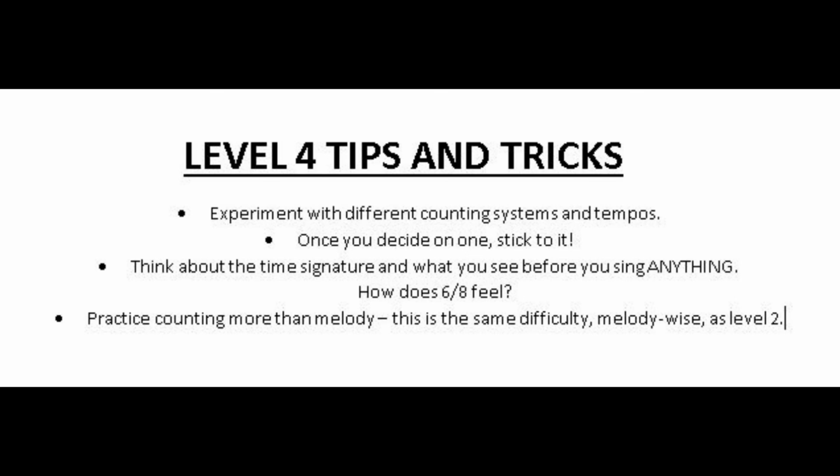All right, let's finish this thing up by looking at some tips and tricks for this level. First of all, as I said before, experiment with different counting systems and also different tempos. When I started reading in 6/8, I found out I was really good at it if I read it really, really slowly, or weirdly, a little bit faster, because I feel it as 2 different beats, not as 6. So once I sped it up to the point where I could feel 1, 2, 3, 4, 5, 6, that actually felt a little bit easier for me, strangely.